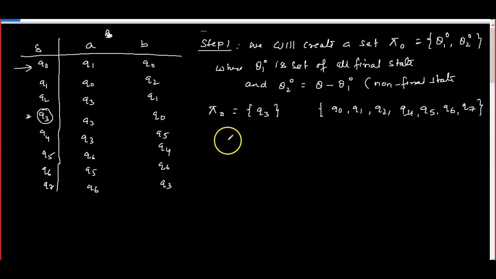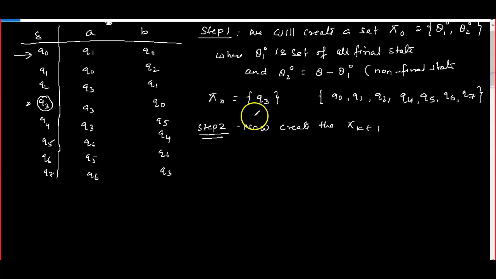Now we have step 2. Now we'll create pi of k plus 1, meaning 1, 2, 3 and so on, we have to make it. And what is the rule here that I am going to teach you? First we have done the non-final states separate and the final state separate. Any doubt in this one? Step 1 any doubt?